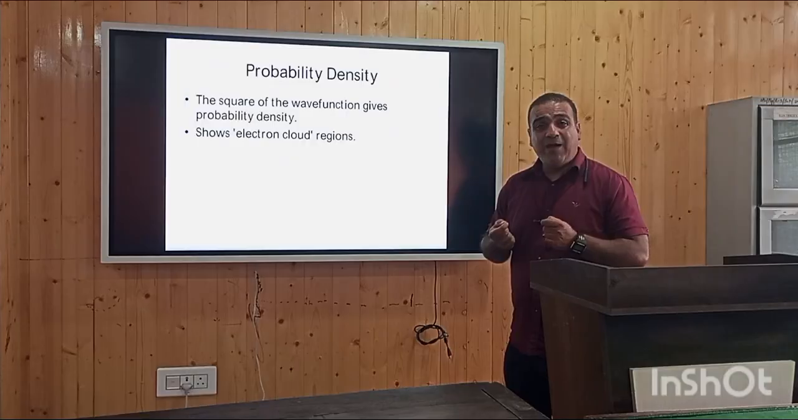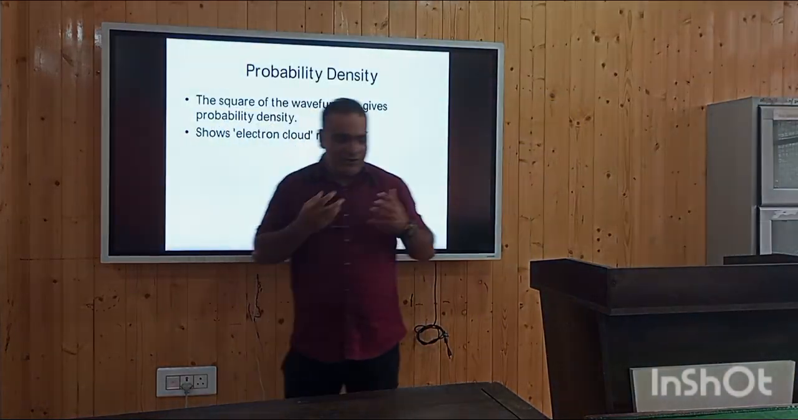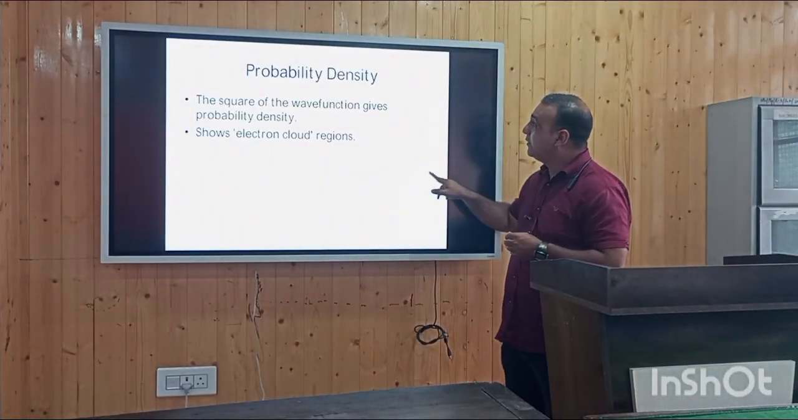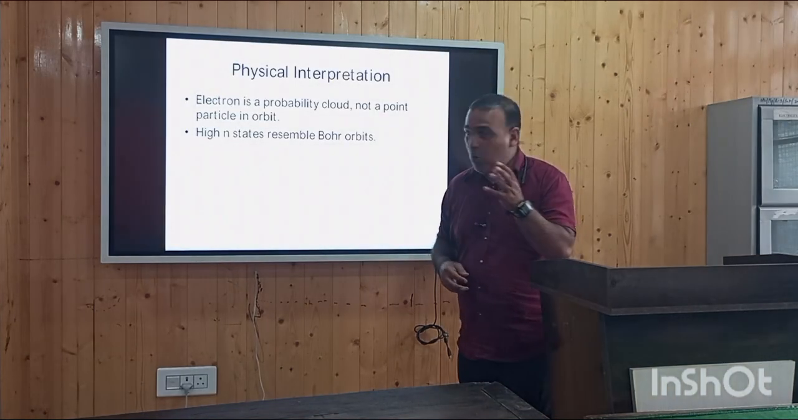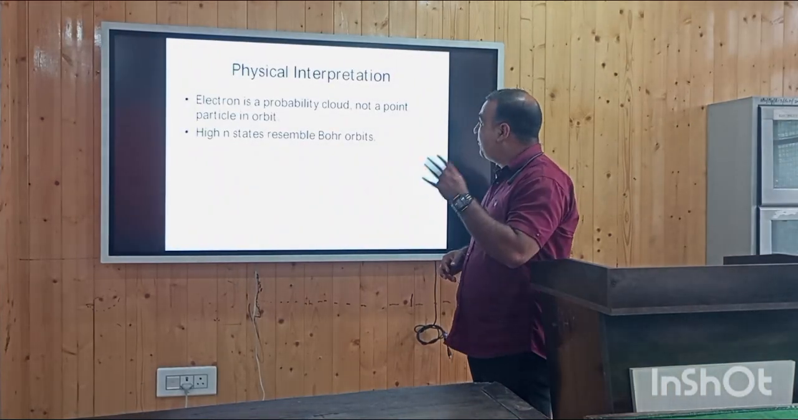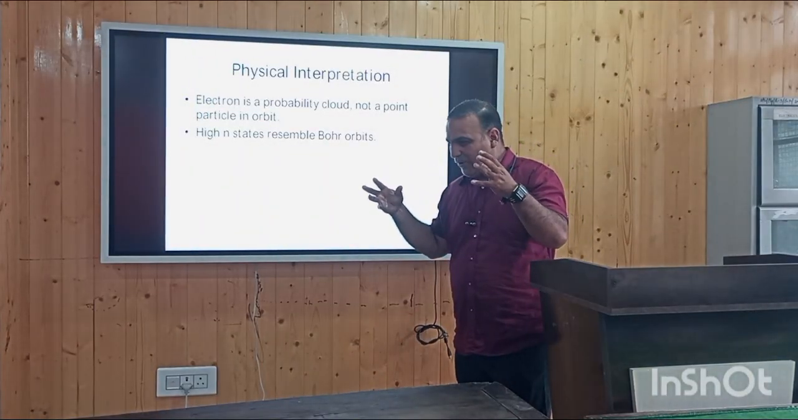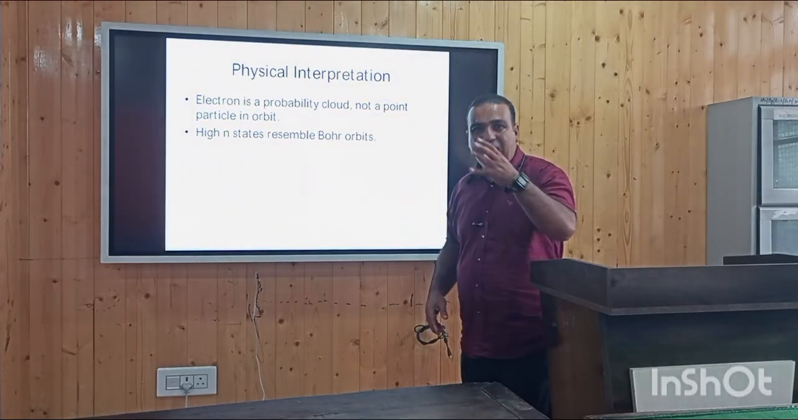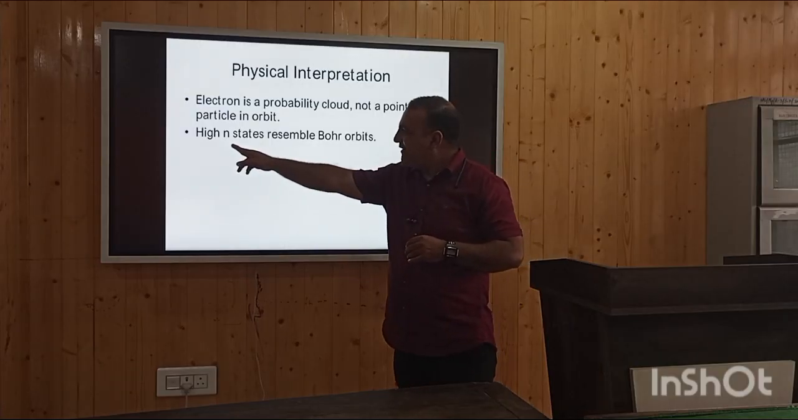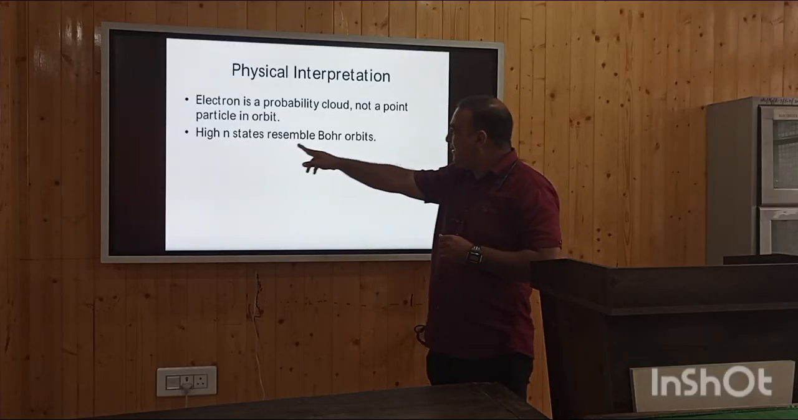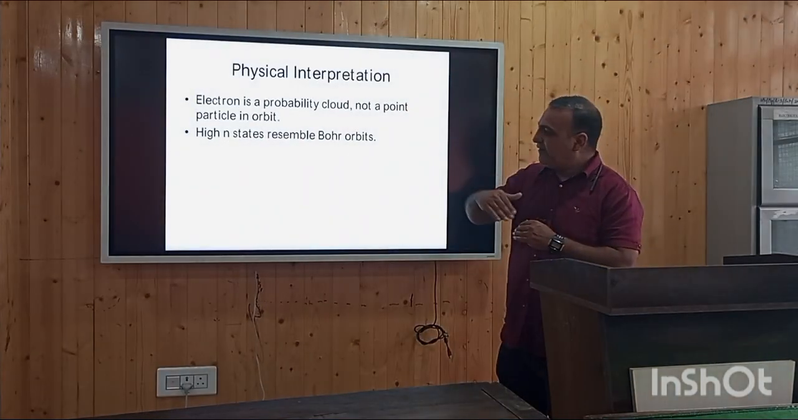So you don't have a point position, you don't have trajectories in quantum mechanics. In quantum mechanics, you only deal with probabilities. So to physically interpret it, the electron is a probability cloud now. It's a probability cloud, not a point particle in an orbit. So it's a cloud of probabilities, where you have regions of minimum probability and regions of maximum probability. As I said, if I take these n states, they resemble the Bohr orbits if I take the value of the principal quantum number very, very large.